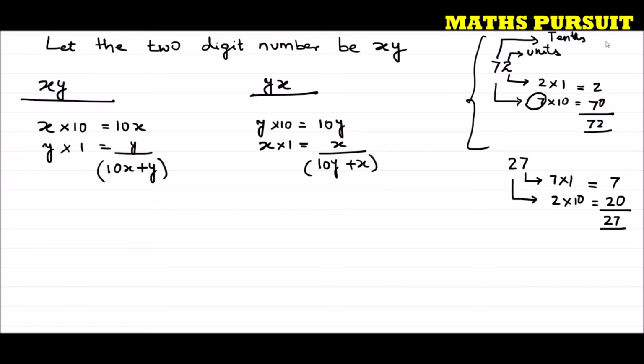So I believe we understood whatever I explained till now. We assume the two-digit number to be xy. When we assume the number to be xy, it can be written as 10x plus y. When we interchange the digits, it becomes yx, and it will be written as 10y plus x. Till here, I am very clear.